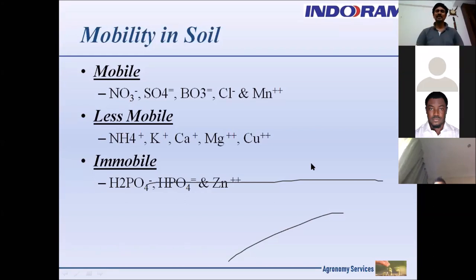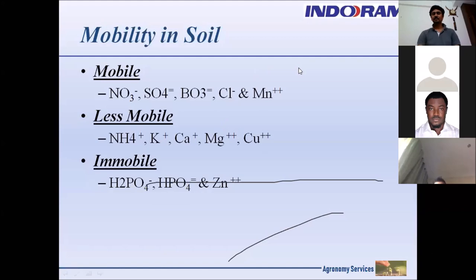So phosphate is the laziest one, followed by zinc. Application of these immobile nutrients needs to be as close to your root zone as possible. So these fertilizers need to be applied maybe as basal placement below the rows or as close to your plant root. So this is the classification based on nutrient mobility in soil.